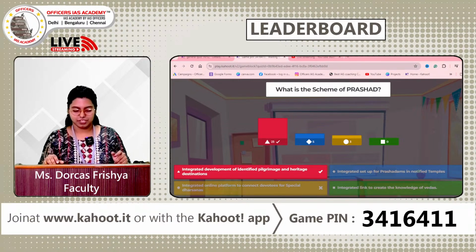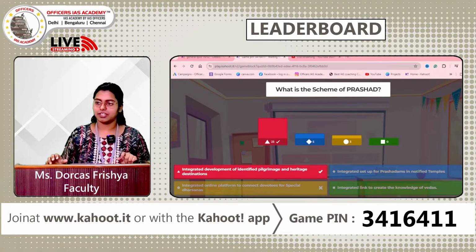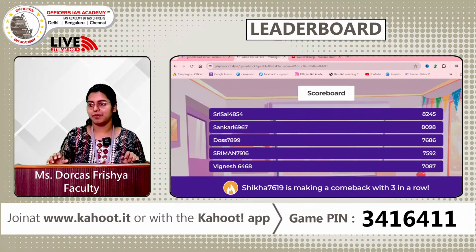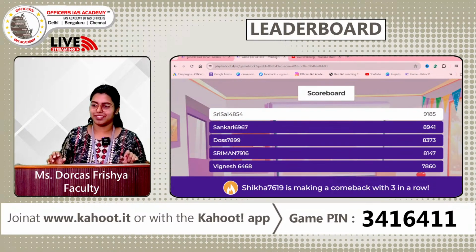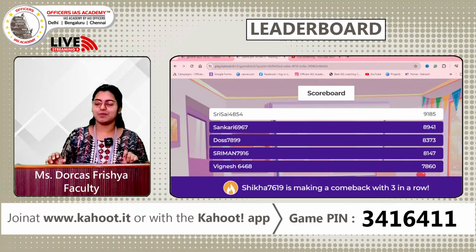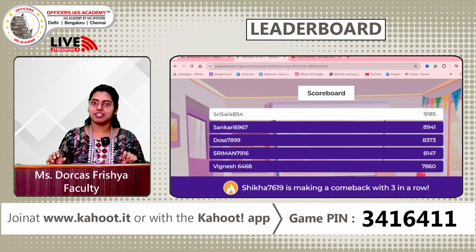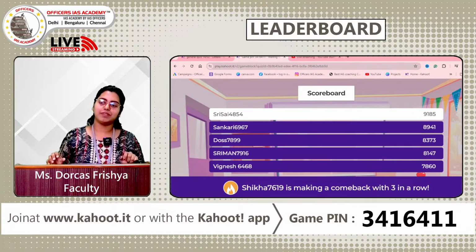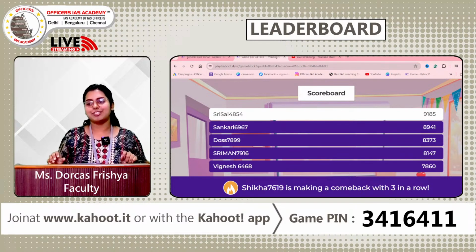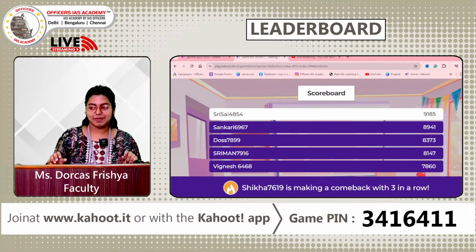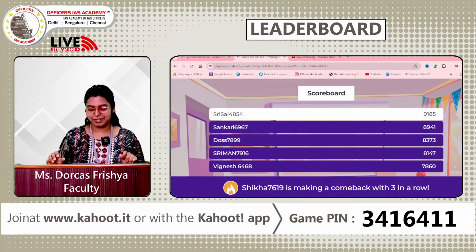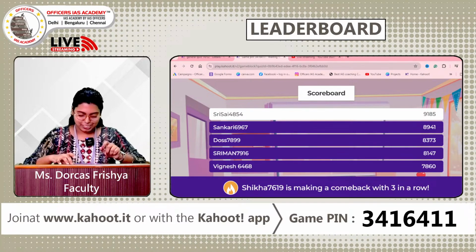All right. Okay, so let's look at the scoreboard now. Let us look at the leaderboard. Let's see who has climbed up. I think all are holding their positions. Great work, Sai. Once again, very good. Shankari on the second place, Das on the third position, Shriman on the fourth place, Vignesh on the fifth place. Shikha is making a comeback with 3 in a row. Great work. All right, so last question of the day.